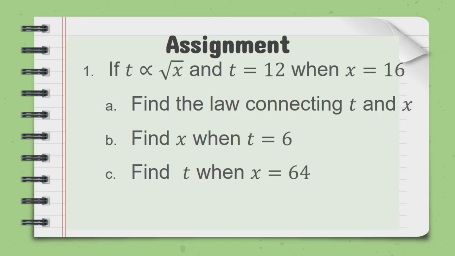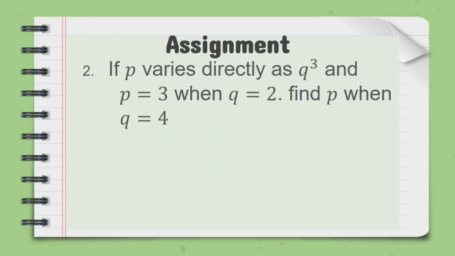Kindly attempt this question and submit your answer in the comment section. The first question states that if T varies directly as the square root of X and T equals 12 when X equals 16, A, find the law connecting T and X, and B, find X when T equals 6. C also states that find T when X equals 64. The second part of the assignment states that if P varies directly as Q cubed and P equals 3 when Q equals 2, find P when Q equals 4. Kindly submit your answer in the comment section.